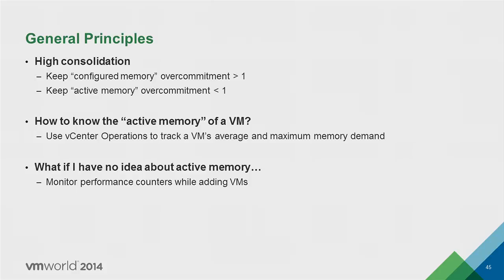Then the question is, how do we know the active memory of the VM? We can use VCOps to track the VM's average and maximum memory demand over time in the history, and this is a pretty good proxy for the active memory.